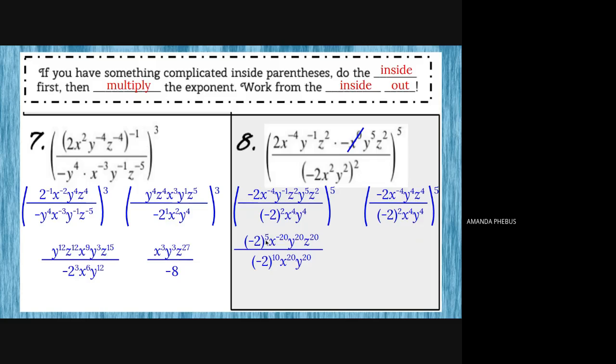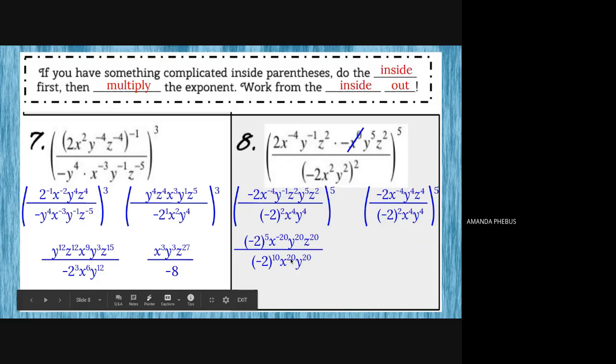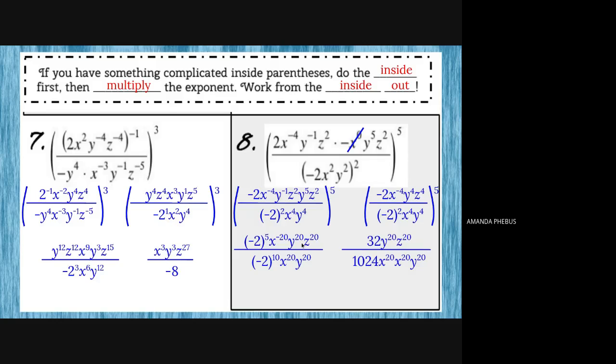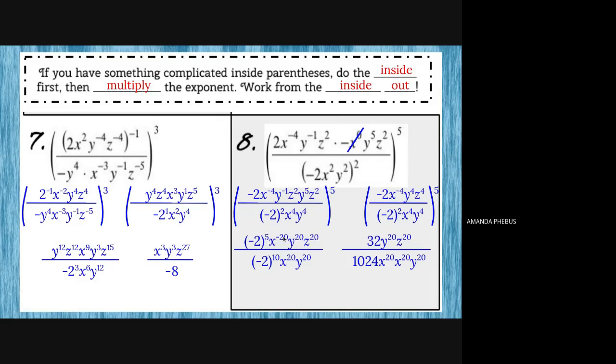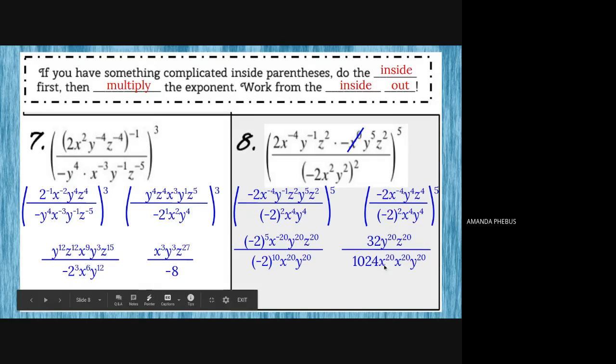So it's -2 to the 5th, x to the -20, y to the 20, z to the 20, -2 to the 10th, x to the 20, y to the 20. And then -2 to the 5th is 32. -2 to the 10th is 1024. I could have, since these have the same base, I could have subtracted their exponents, but I didn't. That's okay. Looks like I moved this x to the -20 down to the denominator. So there's 2 of them in the denominator.